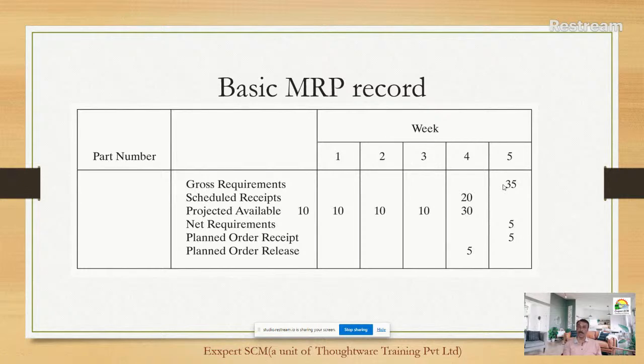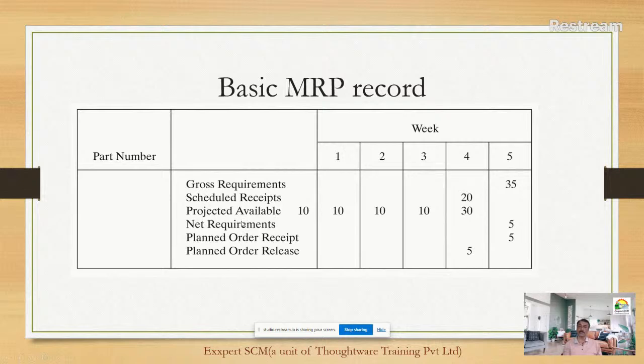Based on this gross requirement, we are going to work out the other details. For example, finally, we are interested in knowing when to release the order. That is the output here in the MRP process. We have to release an order either to PPC in the case of internal manufacturing, or a purchase order in the case of external procurement. The second item is the scheduled receipt. Maybe you have already placed the order and it is expected to come. You can see a quantity of 20 in the fourth week.